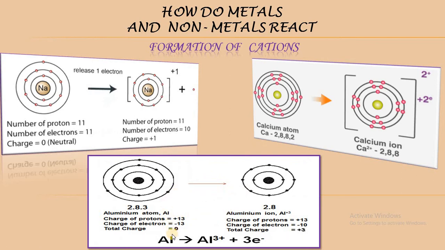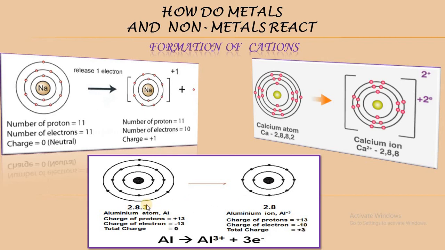The third example is of aluminium. Aluminium's electronic configuration is 2,8,3, and the number of protons is 13 and the number of electrons is also 13, so its total charge is 0. As 3 electrons are present in its outermost orbit, it loses 3 electrons, and now the aluminium ion has 13 protons and 10 electrons. And the total charge is +3.